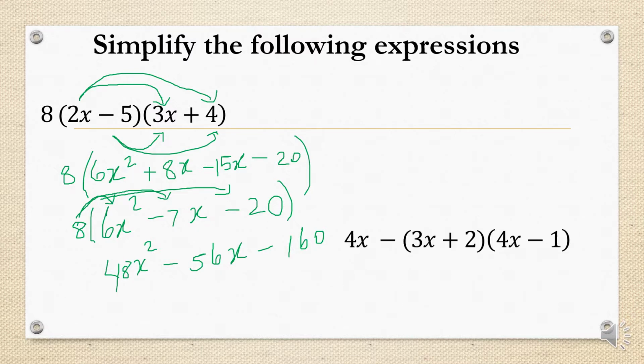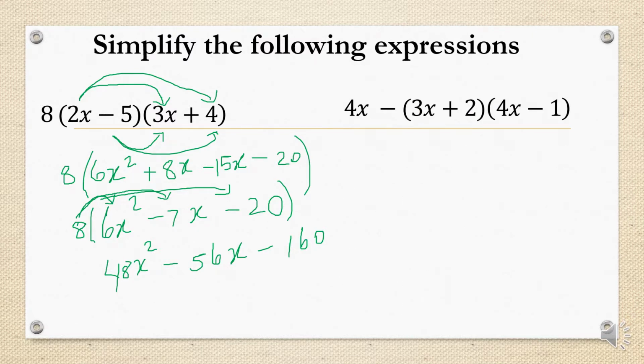Okay? Let's look at another example. We have 4x minus, and we have two brackets here. Again, before we simplify the way we simplified here, we need to expand the brackets. Yes, we have binomial expressions here, and we learned how to do that. It's going to be 3x by 4x and 3x by minus 1, 2 by 4x and 2 by minus 1.